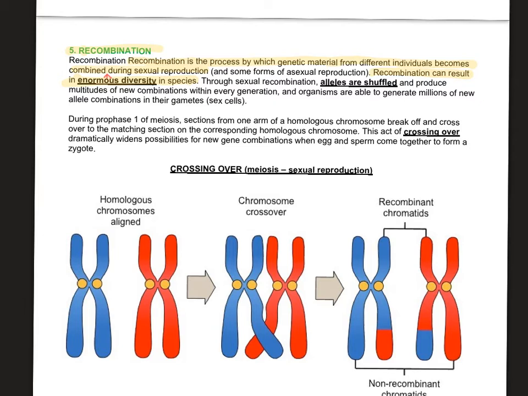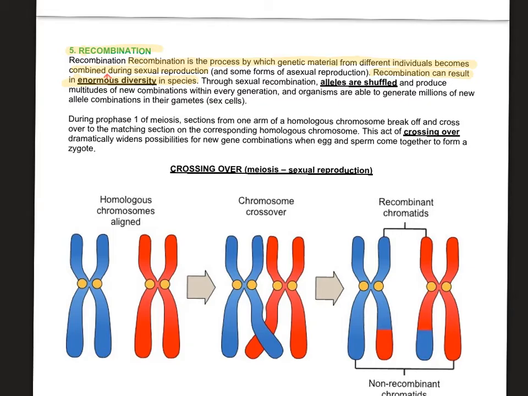So all you need to know about recombination is that it's happening during sexual reproduction. Genes are shuffled, meaning you're going to have a new diverse gene selection occurring. So this is really good. Recombination is how species survive. You really want this to happen in nature. So in recombination, it's going to increase species diversity.